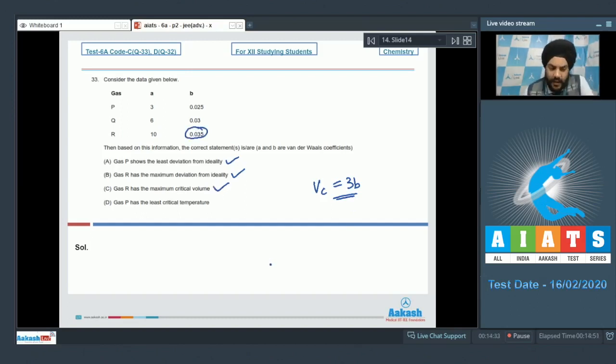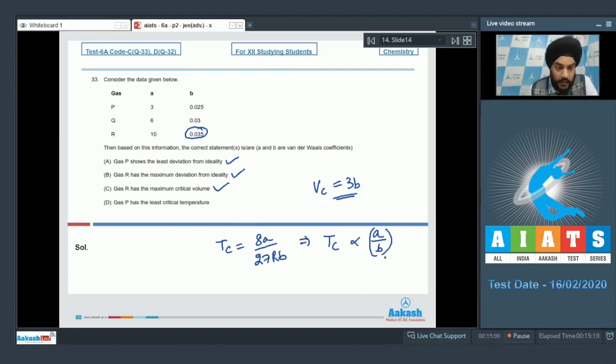Let us look at the fourth statement now, students. It says gas P has the least critical temperature. If we talk about the critical temperature, Tc, it is equal to 8A by 27Rb. So we can clearly see that the value of Tc is proportional to A by B. And the gas which has the least critical temperature has to have the least value of this A by B.